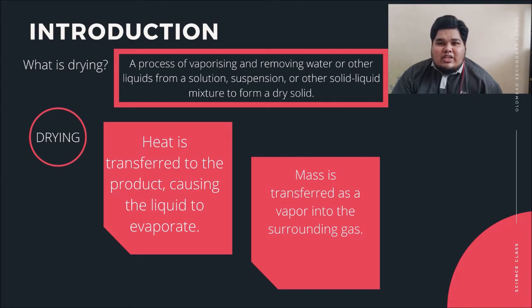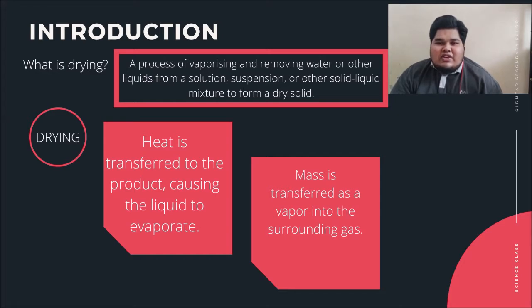So now we move to the introduction. What is drying? Drying is a process of vaporizing and removing water or other liquids from a solution, suspension, or other solid liquid mixture to form a dry solid that involves simultaneous heat and mass transfer.